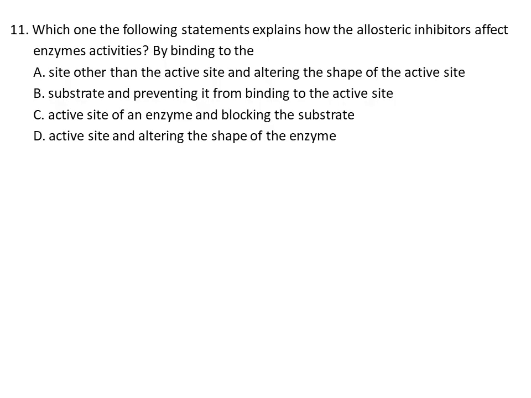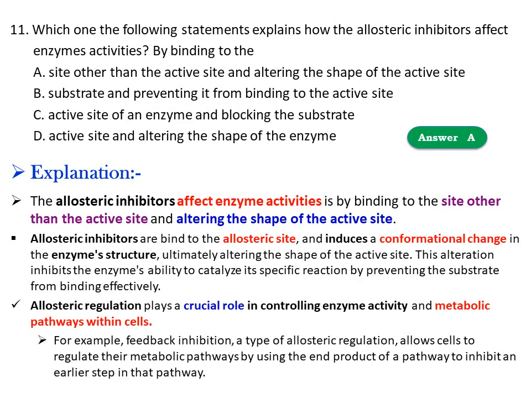Question number 11. Which one of the following statements explains how allosteric inhibition affects enzyme activity by binding to the... So that should be A: the site other than the active site and altering the shape of the active site. This means allosteric inhibitors affect enzyme activity by binding to a site other than the active site and altering the shape of the active site.